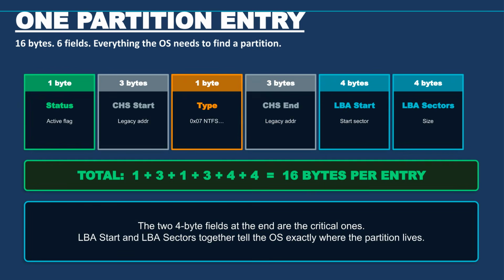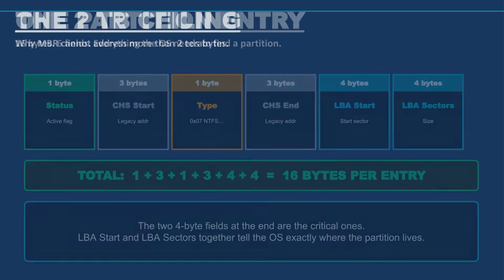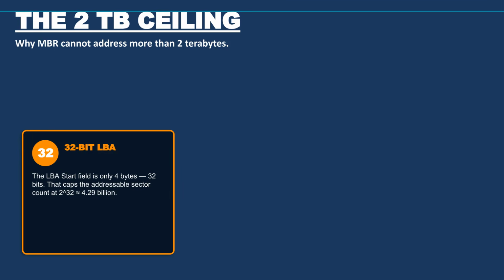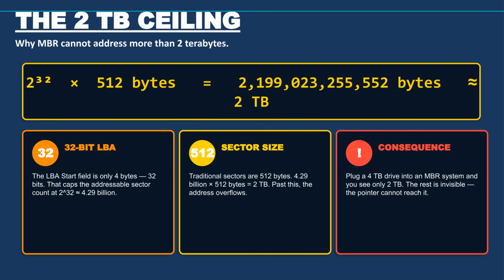Each partition entry is exactly 16 bytes, containing 6 fields. The LBA start and LBA sectors fields are the most critical, using 4 bytes each to tell the OS exactly where the partition begins and how large it is. The MBR's 2 terabyte ceiling is due to its 32-bit logical block addressing. With a standard 512-byte sector size, the maximum addressable space is approximately 2 terabytes. Beyond this, the pointer cannot reach the remaining space on larger drives.